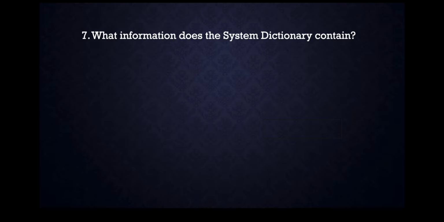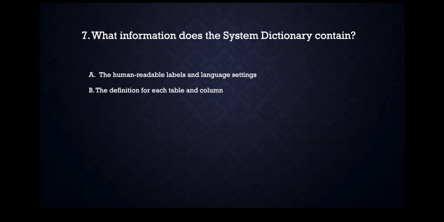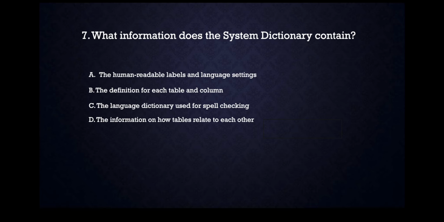What information does the system dictionary contain? Let's go to the options. The human readable labels and language settings, the definition for each table and column, the language dictionary used for spell checking, the information on how tables relate to each other. So the correct answer is the definition for each table and column. So the system dictionary contains the information about the definition for each table and column. Let's go to the next question.